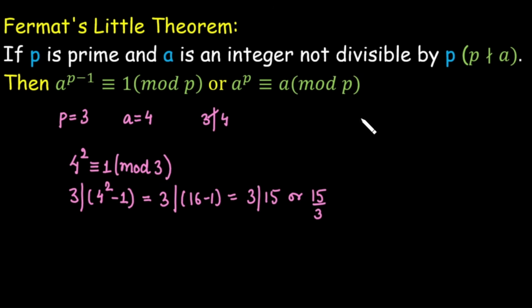Now, can we take p equal to 4 in this case? No. Why not? Because it is not a prime number. Hence, this theorem is not applicable for composite numbers.